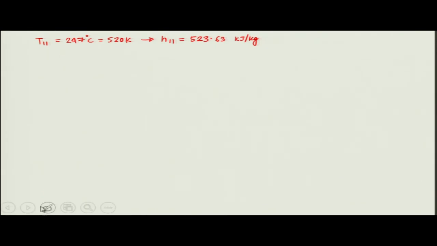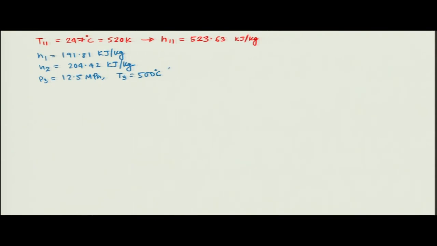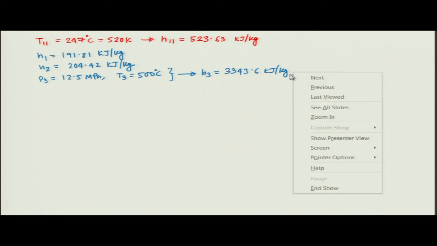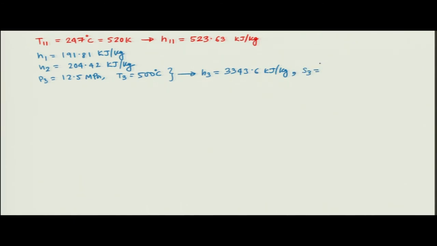If you find from the table, the enthalpy of the first point, H1, is 191.81 kilojoule per kg. This is the enthalpy of saturated water at 10 kilopascal. Now the enthalpy of point 2, H2, is 204.42 kilojoule per kg. Now the enthalpy of point 3 can be found from P3 equal to 12.5 megapascal and T3 equal to 500 degree centigrade. H3 is 3343.6 kilojoule per kg, and you can also find the entropy for point 3, which is 6.4651 kilojoule per kg Kelvin.